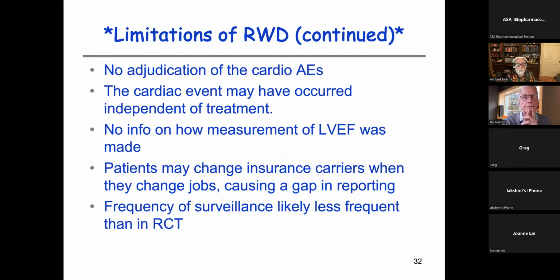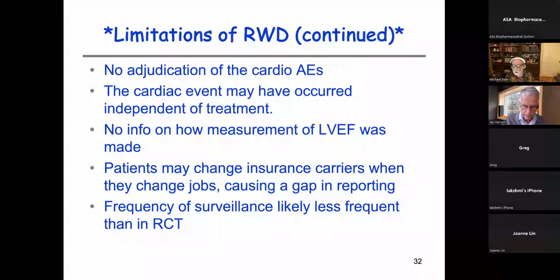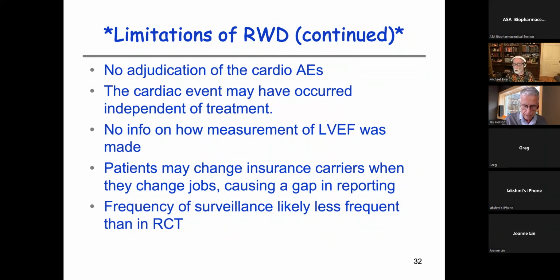If we're thinking about adjudication, cardiac events are not adjudicated in real world data because it's simply impossible to do so. Cardiac events may have occurred independently of treatment. Cardiac events are common in the general population, and they may be more common or equally common in the cancer population in some instances. And how do we separate that? It's sometimes very difficult to separate it.